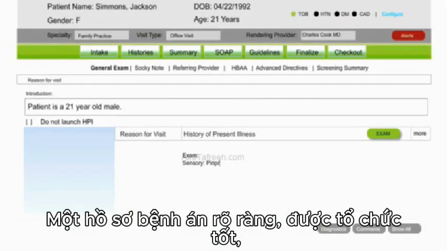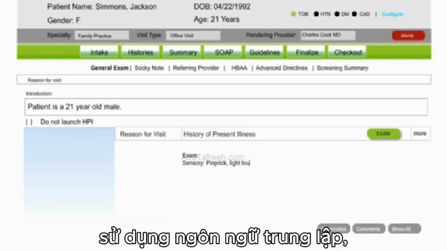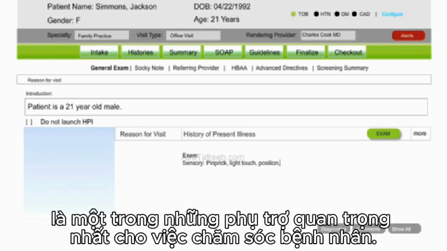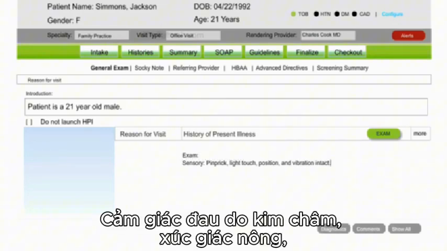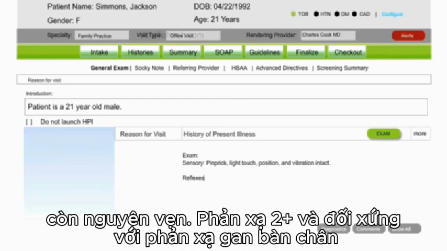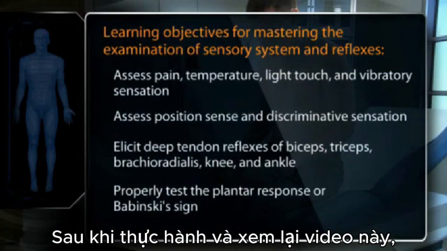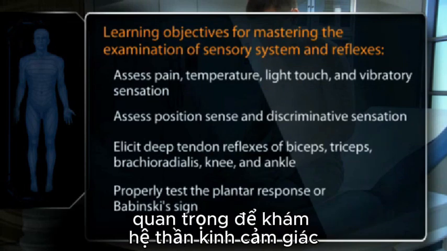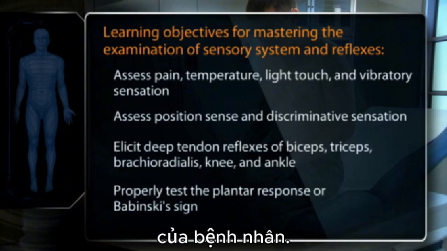A clear, well-organized clinical record, employing language that is neutral, professional, and succinct, is one of the most important adjuncts to patient care. Sensory. Pinprick, light touch, position and vibration intact. Reflexes. 2+ and symmetric with plantar reflexes downgoing. After practice and further review of this video, make sure you have mastered the important learning objectives for examining the patient's neurosensory system.